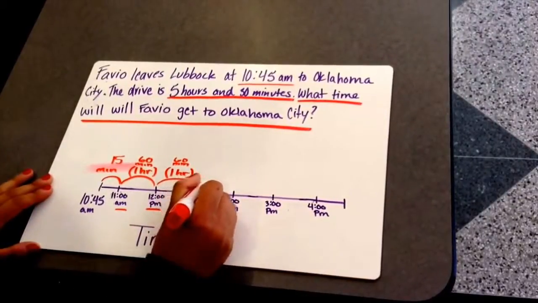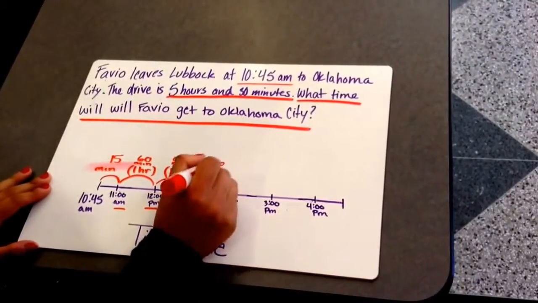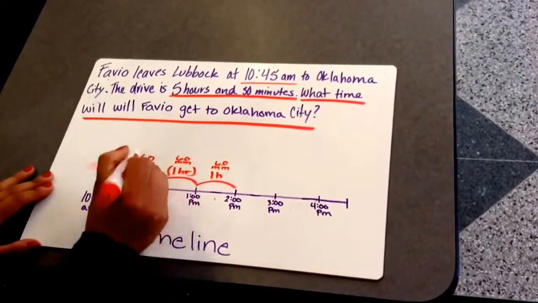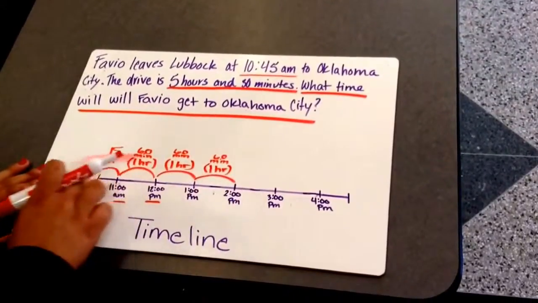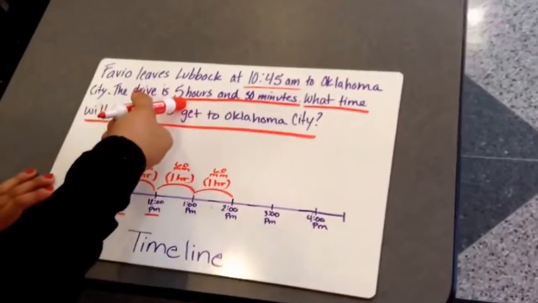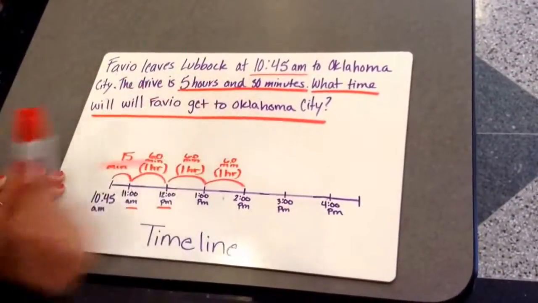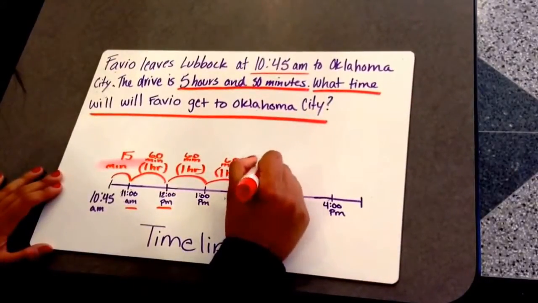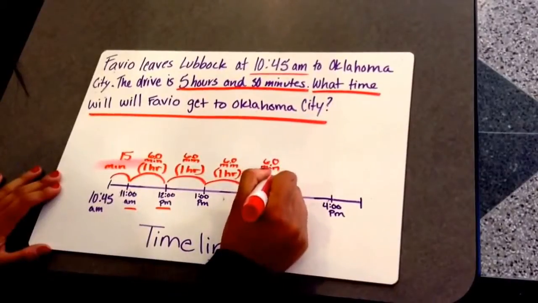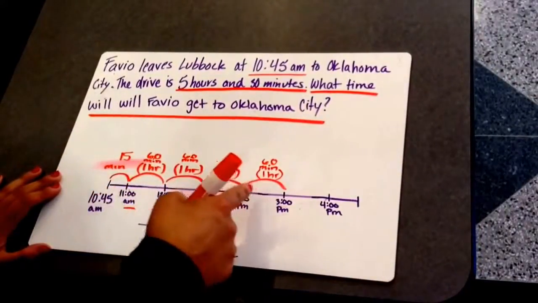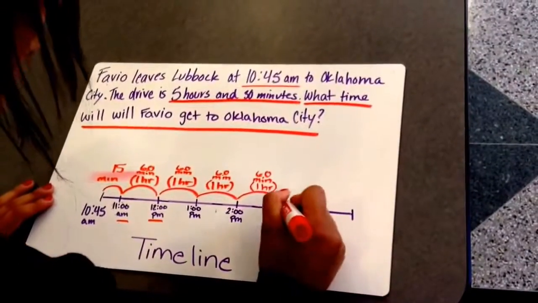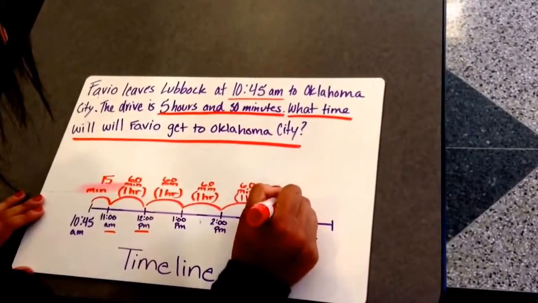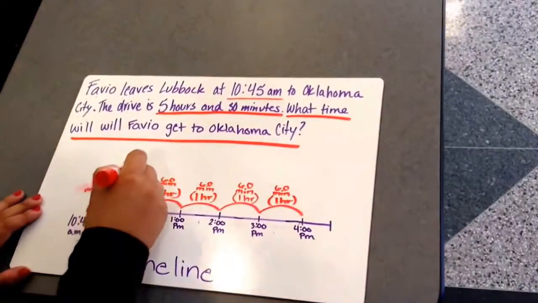Then we go from 1 p.m. to 2 p.m., which we have 60 minutes and 1 hour. Let me dot my eyes. 1 hour. So we have 3 hours and 15 minutes. And again, we'll look at our word problem, and it says 5 hours and 30 minutes. Then we go to 2 p.m. to 3 p.m., which is another 60 minutes. 1 hour. So we're at 1, 2, 3, 4 hours and 15 minutes. We have 1 more hour, another 60 minutes.